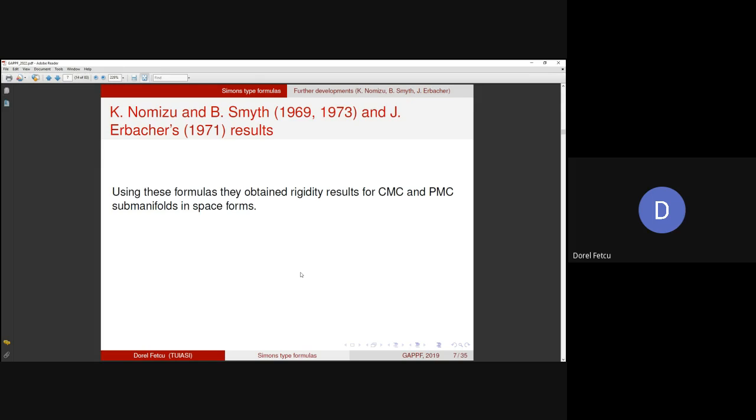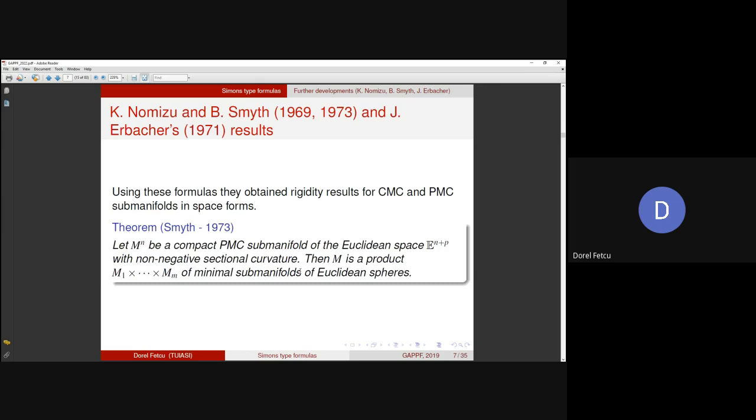Of course, at the beginning, these formulas were used in order to get rigidity results for CMC and PMC submanifolds in space forms. As an example, I'll recall this theorem by Smith from 1973 that says that if M is a compact PMC submanifold of the Euclidean space with non-negative sectional curvature, then M has to be a product of minimal submanifolds of Euclidean spheres.